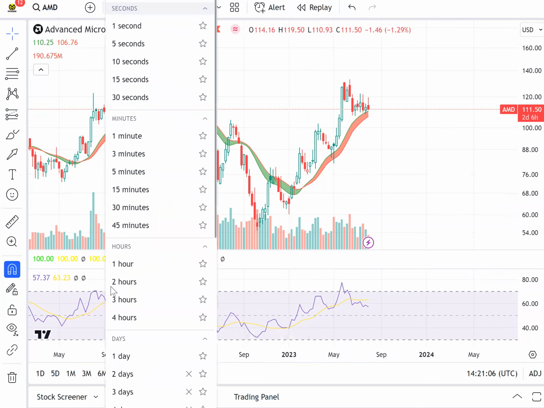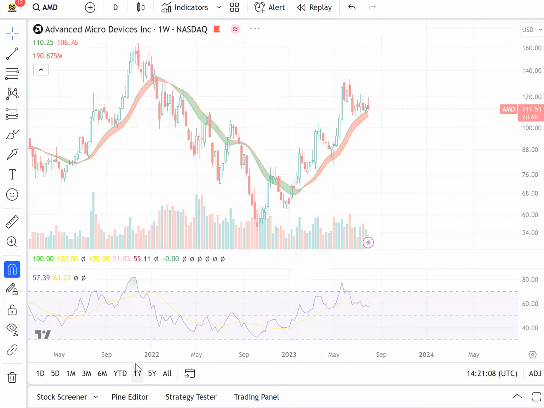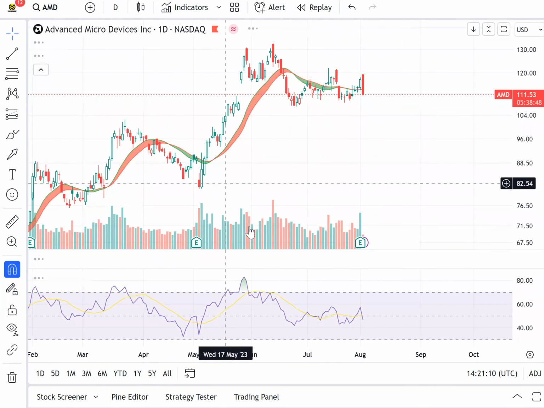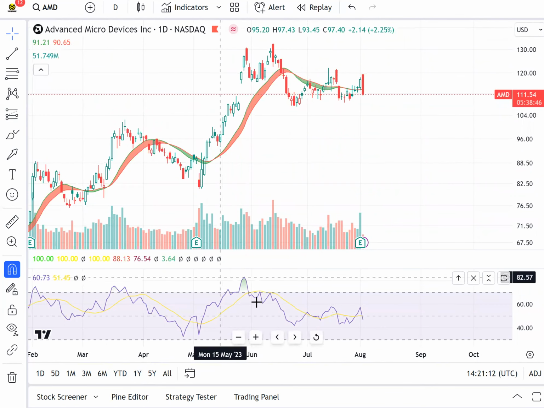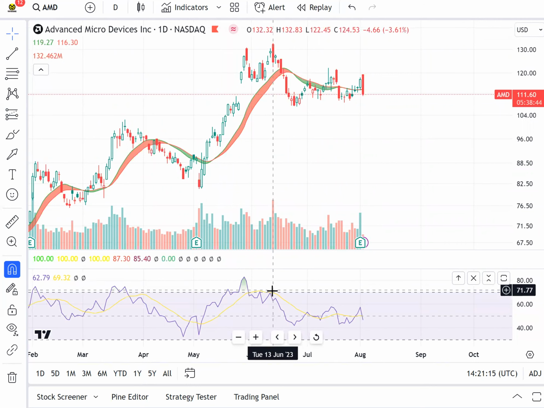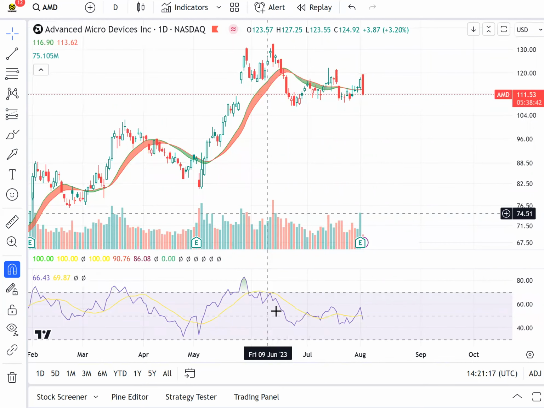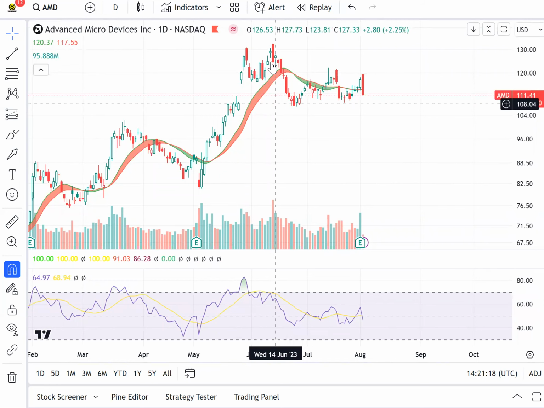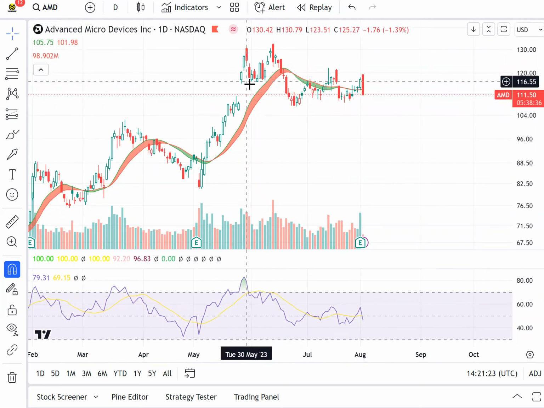And how about the daily chart? The daily chart is okay. If you use the daily chart, you have a few selling points. For example, here when it touches 70, the RSI says sell here. When it touches 70, sell here. When it touches 70, sell here.